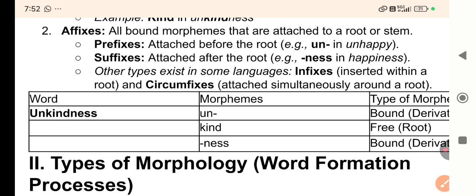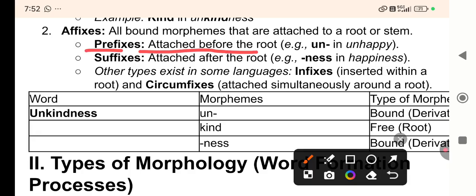How? When a bound morpheme attaches in the beginning of the root, it is called a prefix, and when it attaches after the root, it is called a suffix. So attaching before the root is called prefix, for example unhappy, and after the root, for example ness in happiness, that is a suffix. Right from childhood you have been studying these, right? But yes, infix might be new for you.